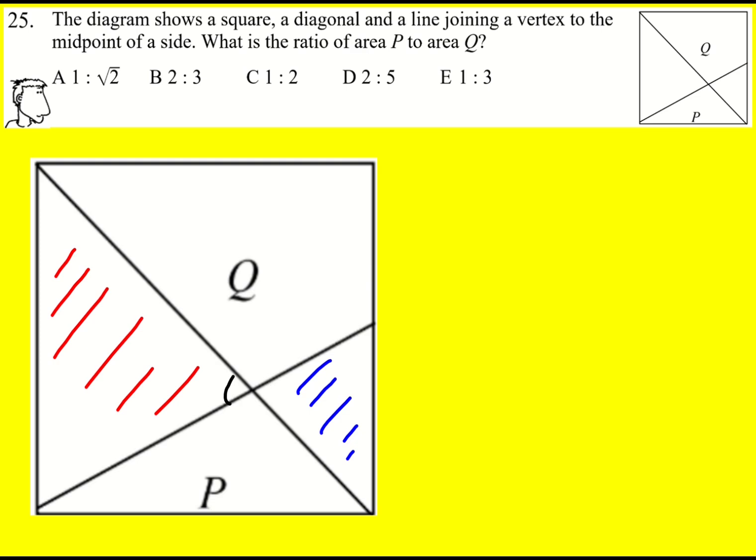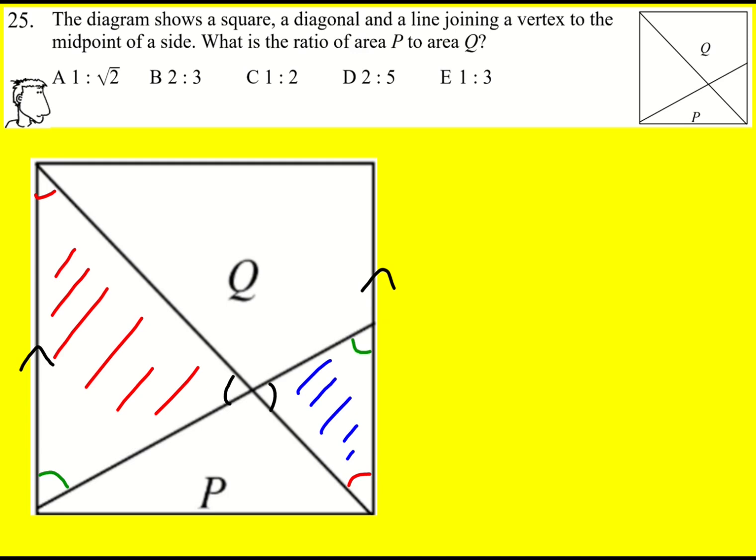These two angles are vertically opposite, and then we have alternate angles. So this is the same as this. In fact, they're going to be 45 degrees, and then this angle is the same as this angle.